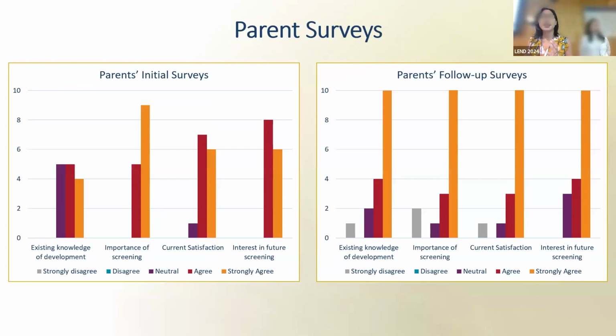Looking at parent initial versus follow-up surveys, overall, most parents felt neutral or knowledgeable and agreed or strongly agreed with the importance of screening and were overall satisfied with the process. But we did have a couple of outliers. We did have a couple of parents who strongly disagreed with the screening process and the importance of screening and felt dissatisfied. However, they didn't provide us actual comments about what was going on with this. We also didn't get all of the surveys back from the parents, and we couldn't directly compare individual responses.